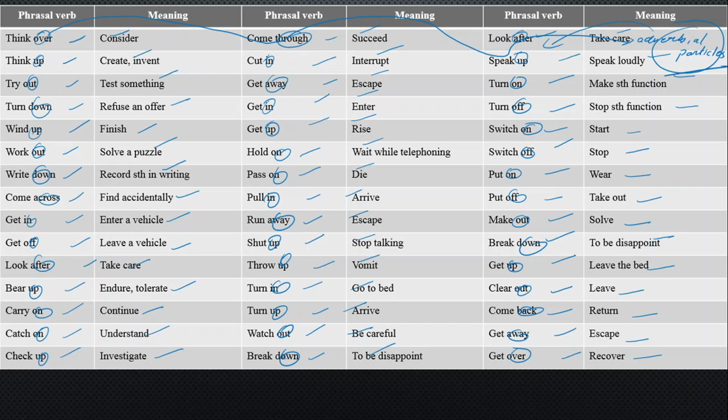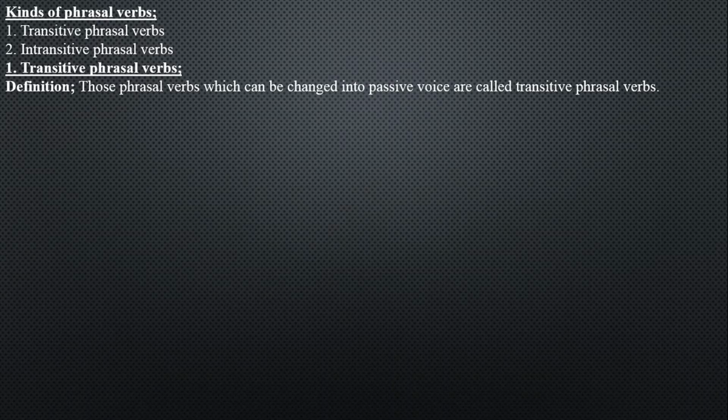Keep in your mind, phrasal verb is not defined as: those verbs which are followed by a preposition are called phrasal verbs. This is totally wrong. Those verbs which are followed by an adverbial particle are called phrasal verbs. Now further we will be discussing the same. We have got the kinds of phrasal verbs. The phrasal verbs have got two kinds: transitive phrasal verbs and intransitive phrasal verbs.